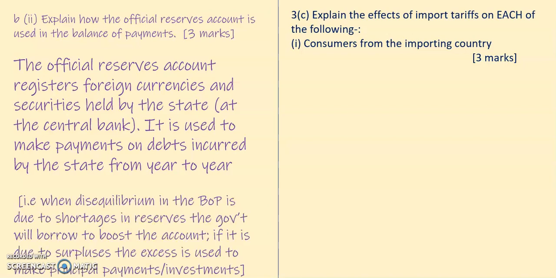Or you could write that if there's disequilibrium in the balance of payments due to changes in the reserves, the government will borrow money and place it in the official reserves account to boost that account. And of course, if you have surpluses, then the government will use the money in that reserve account to finance new investments or even pay the principal payments on loans for which they were currently only paying interest.